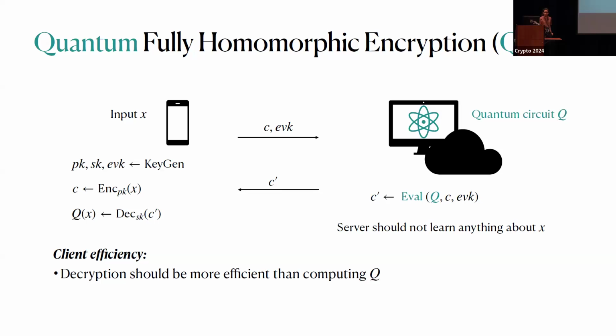Okay, so fast forward a decade or two into the future. Google and IBM have quantum computers now. And the client might want to outsource quantum computation to Google or IBM servers. The only thing that changes here is that the server is now quantum. And so we want to expand the functionality to allow homomorphic evaluation of even quantum circuits. And again, ideally, we want the client to be efficient so that decryption is more efficient than computing Q itself. But also, we want to enforce that everything that the client does, key generation, encryption, and decryption, should be classical.